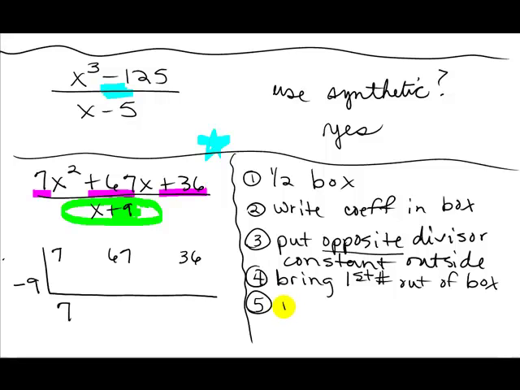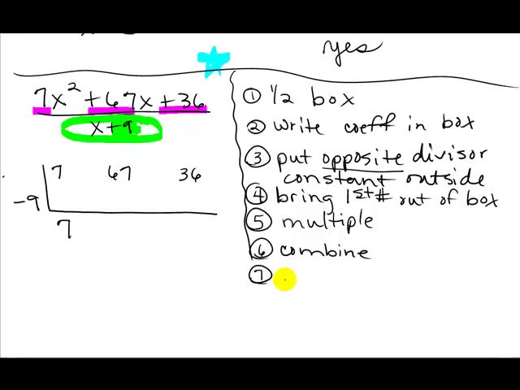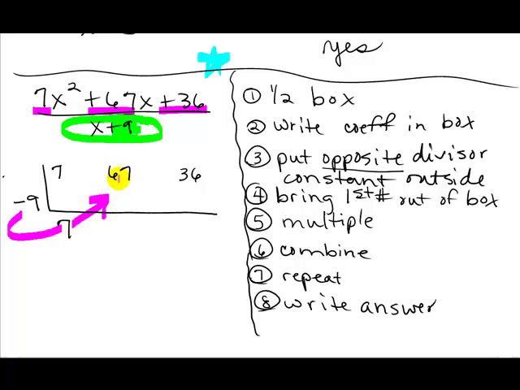Step 5, we're going to multiply, then we're going to combine. Step 7, we will repeat. And step 8, we will write our answer. Okay, so we've gone to step 4 here, so let's do step 5. So step 5, we're going to take and multiply these two numbers, and we're going to put our answer here. And so I'll have negative 63. I combine these two numbers, and I get a plus 4.